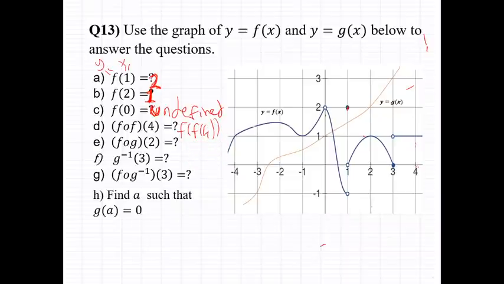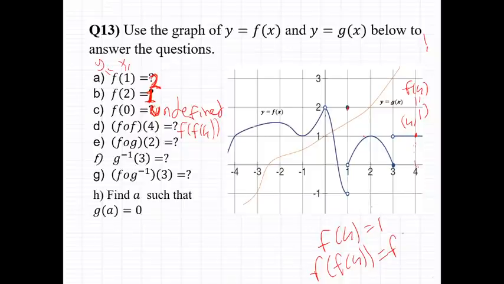As you see here, take the point here, it will be (4, 1). So this is f of 4, and f of 4 is definitely 1. So what is f of 1? When you go to 1 here, the corresponding point on the graph is 2. So you got (1, 2) on the graph. This is f of 1, which is 2.